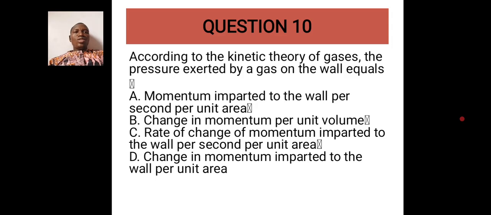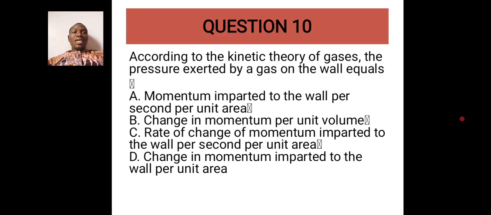So the last question says, according to kinetic theory of gases, the pressure exerted by a gas on the wall is equal to what? A, momentum imparted to the wall per second per unit area; B, change in momentum per unit volume; C, rate of change of momentum imparted to the wall per second per unit area; and lastly, D, change in momentum imparted to the wall per unit area. This is just English.